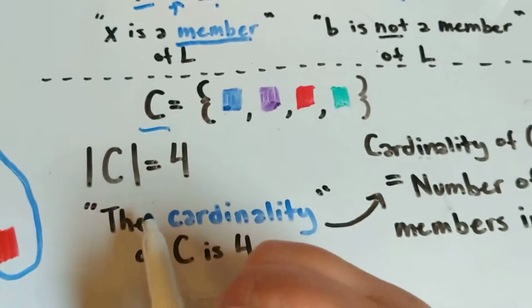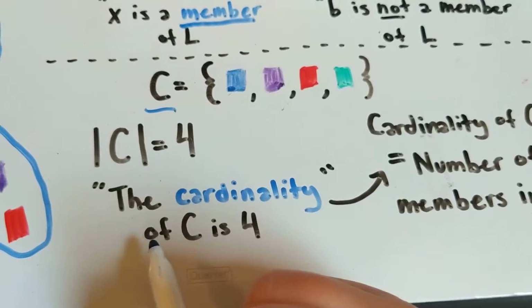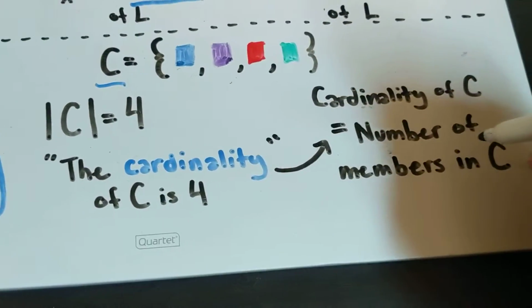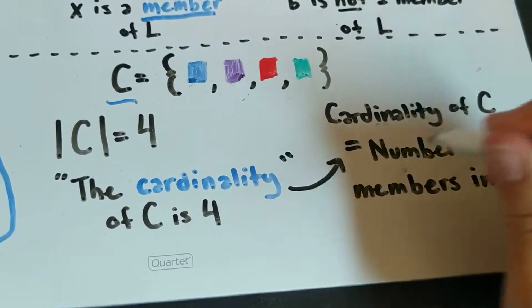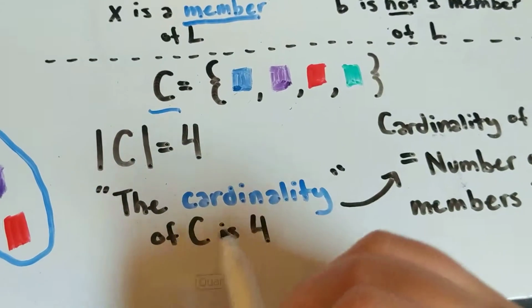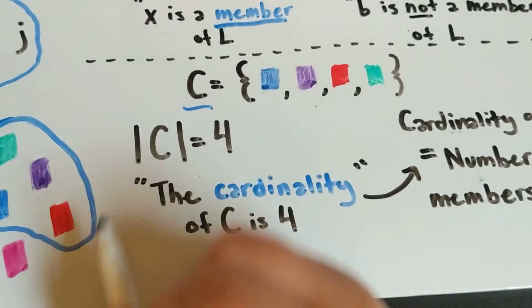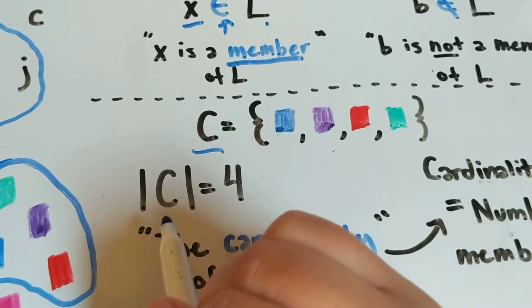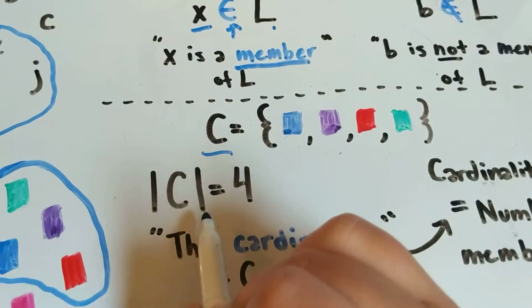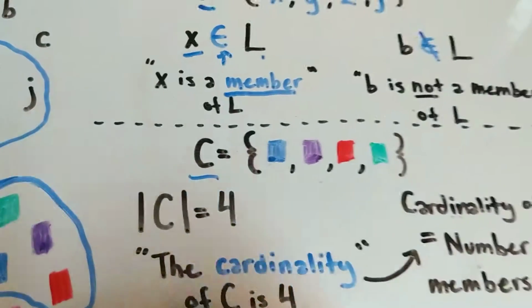And that means that the set has a cardinality of 4. So the cardinality is the number of members, right? Cardinality of C is the number of members in C. And in this case, the cardinality of C is 4. And if you're looking to ask somebody what is the cardinality of a given set, we put it between these straight lines, and that means the cardinality of this set.